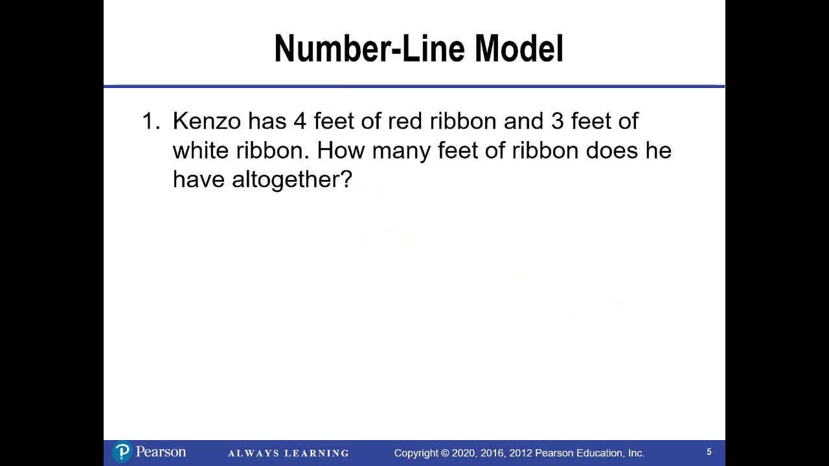The second major model that's used in elementary school, and this one is explicitly taught, is a number line model. Kenzo has 4 feet of red ribbon and 3 feet of white ribbon. How many feet of ribbon does he have altogether? Now, I'll be honest, I don't particularly like number line work for addition and multiplication and things like that. That's just me, though. Don't take my preferences here as anything worthwhile in this particular case.